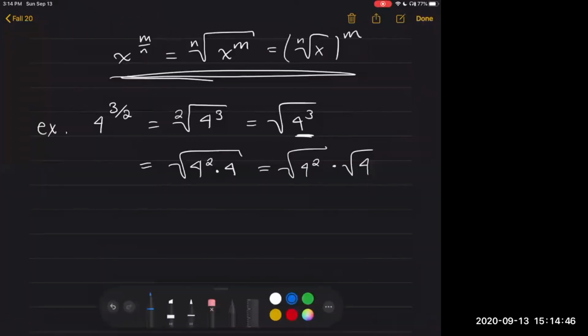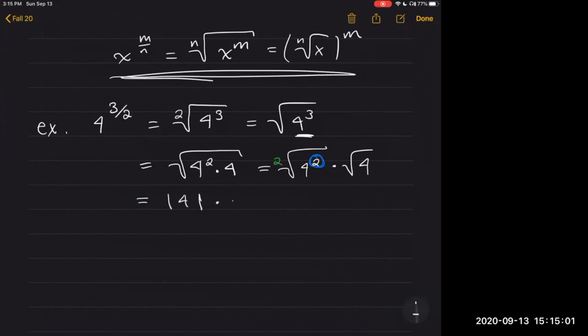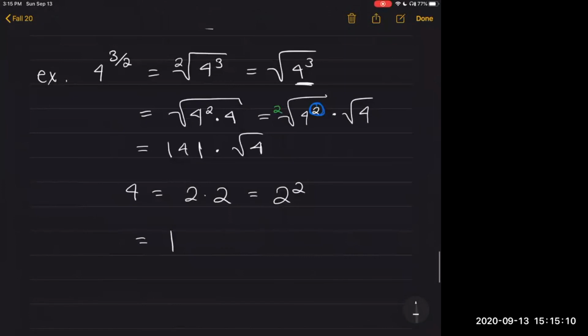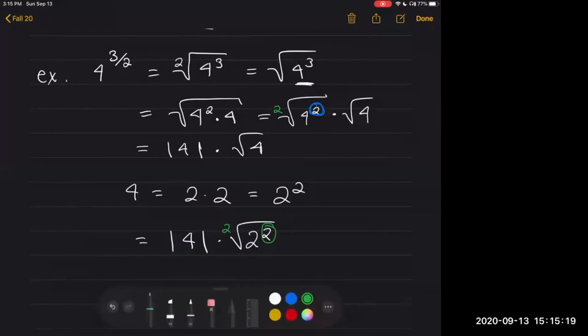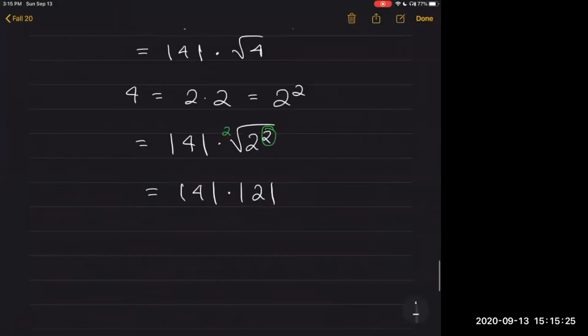Cool. So 2 right here is even, which means that we can write this as, because secretly there is a secret 2 here, right? We can write this as absolute value of 4 times square root of 4. If you remember, 4 is 2 times 2, which is 2 squared. So we can write this as absolute value of 4 times square root of 2 squared. And then, again, we have 2 is even, and the secret 2 there. So then this becomes absolute value of 4 times absolute value of 2. 4 and 2 are both positive, so this becomes 4 times 2, and that's 8.